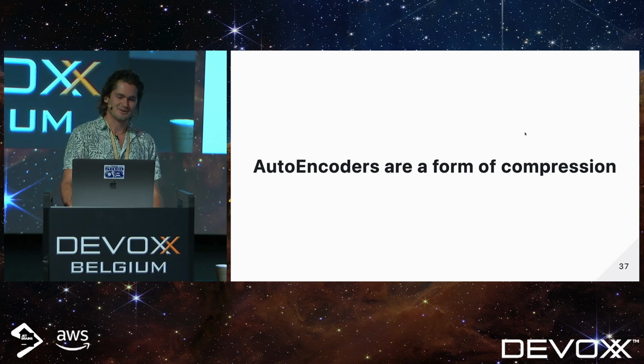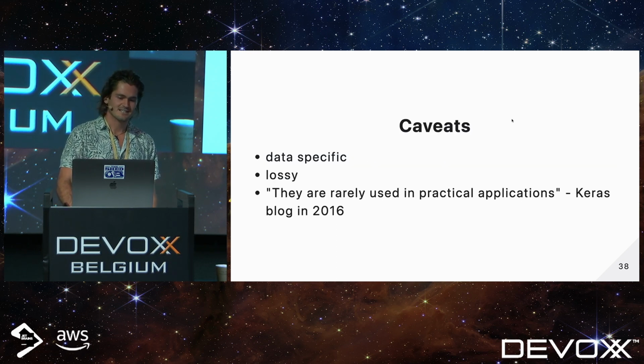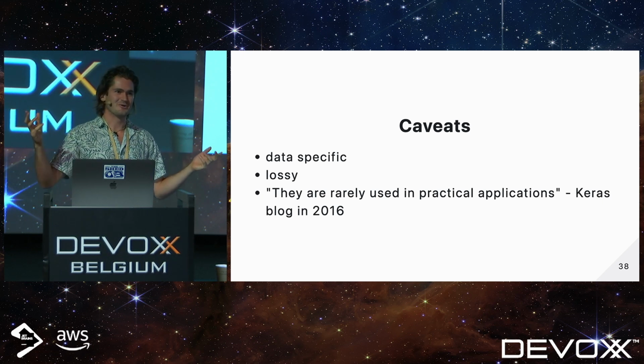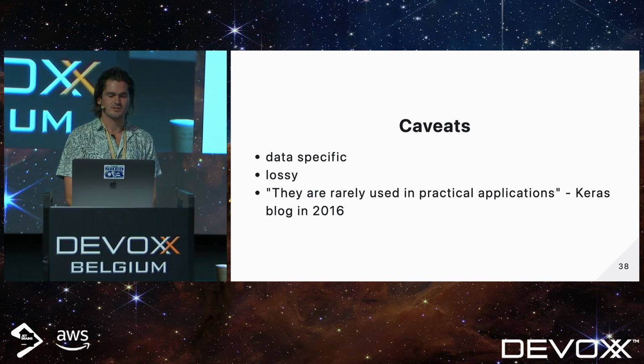But there's some caveats with autoencoders. One is they're very data specific. You can't generalize to things outside of your original data distribution. So to train a general case autoencoder for the entire corpus of the internet and use it on everyone's device, not very realistic. They're also lossy.